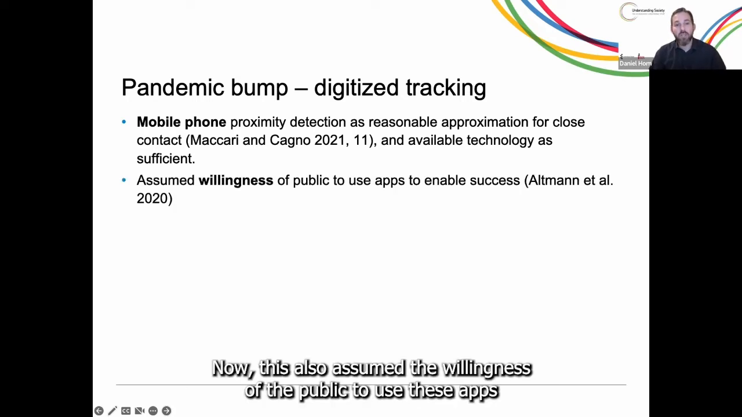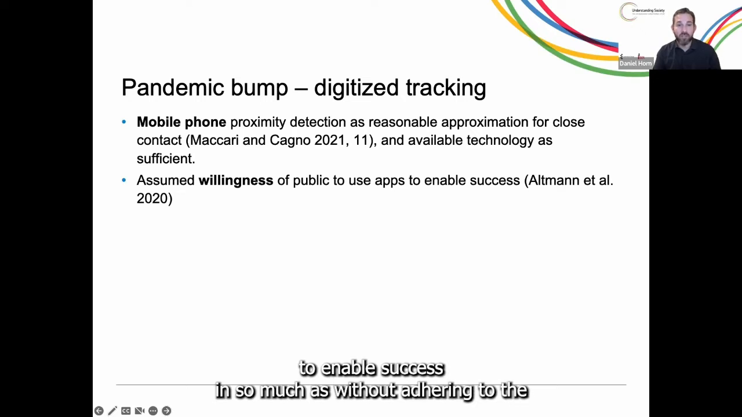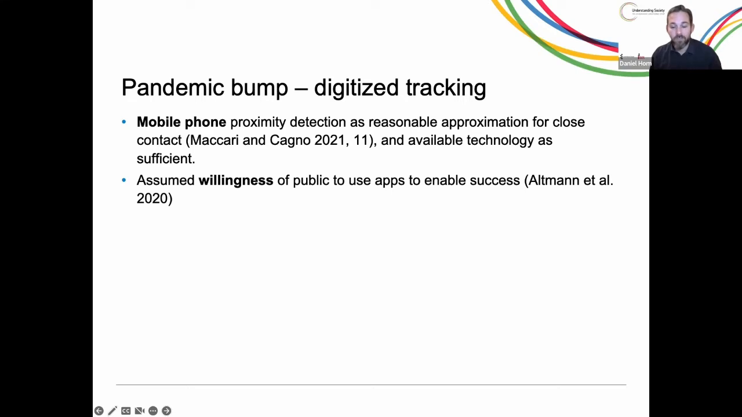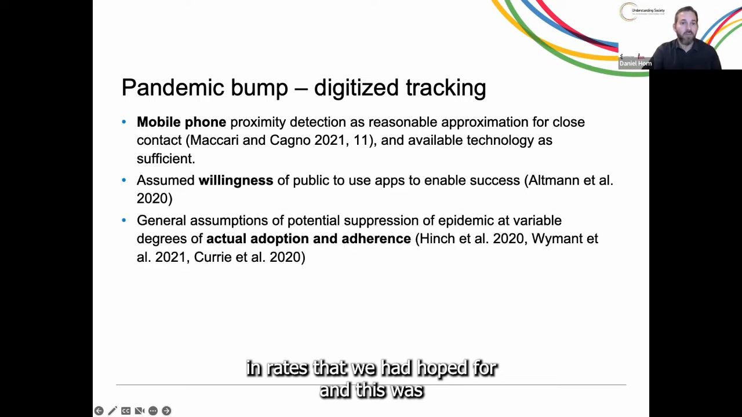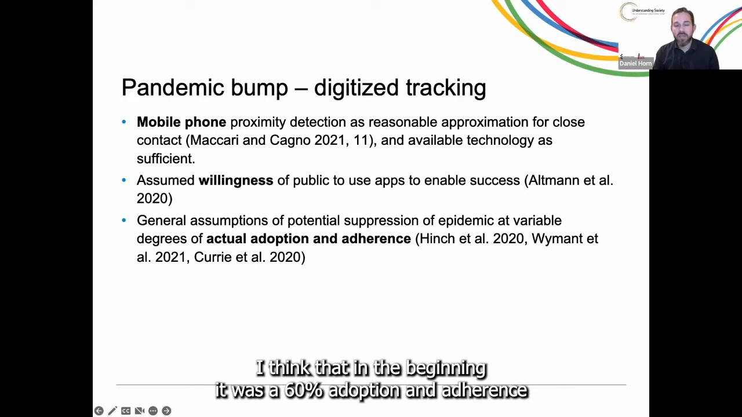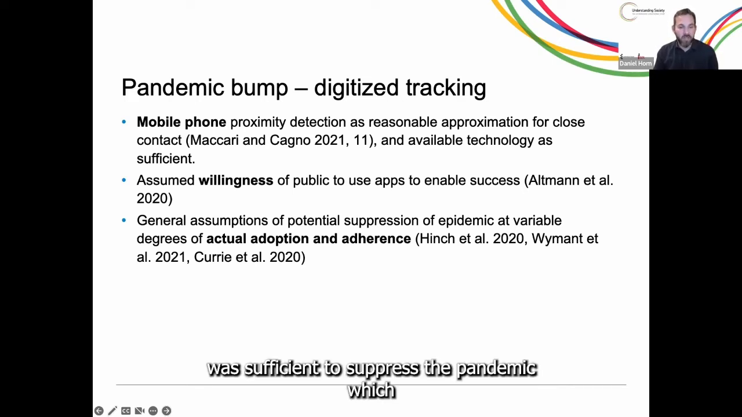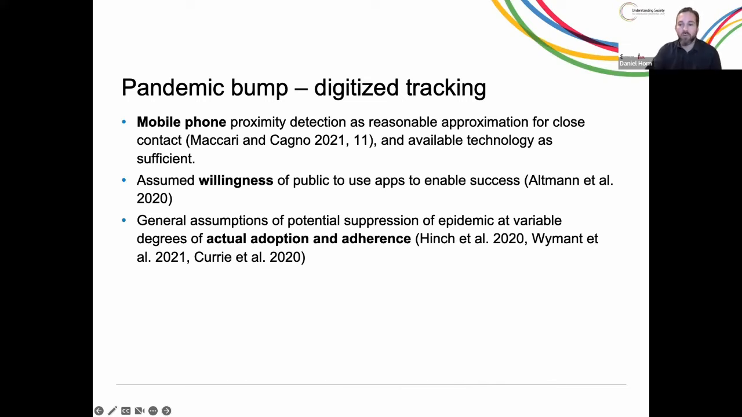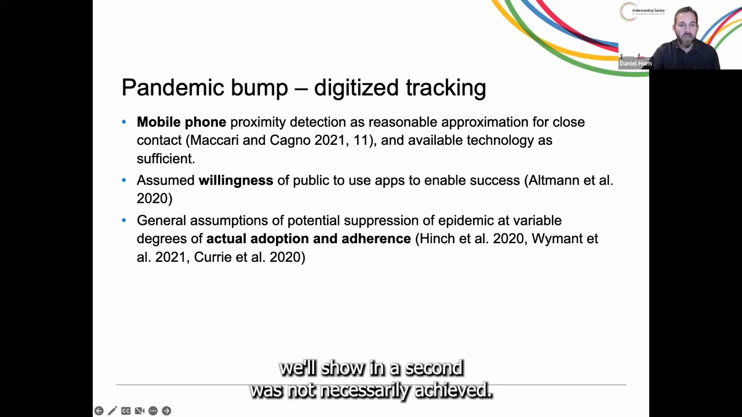Now, this also assumed the willingness of the public to use these apps to enable success, in so much as without adhering to the contact tracing app, we would not get the reduction in rates that we had hoped for. And this was premised on the general assumption that the actual adoption and adherence to app uptake would be, I think, in the beginning, a 60% adoption, and adherence was sufficient to suppress the pandemic, which we'll show in a second was not necessarily achieved.